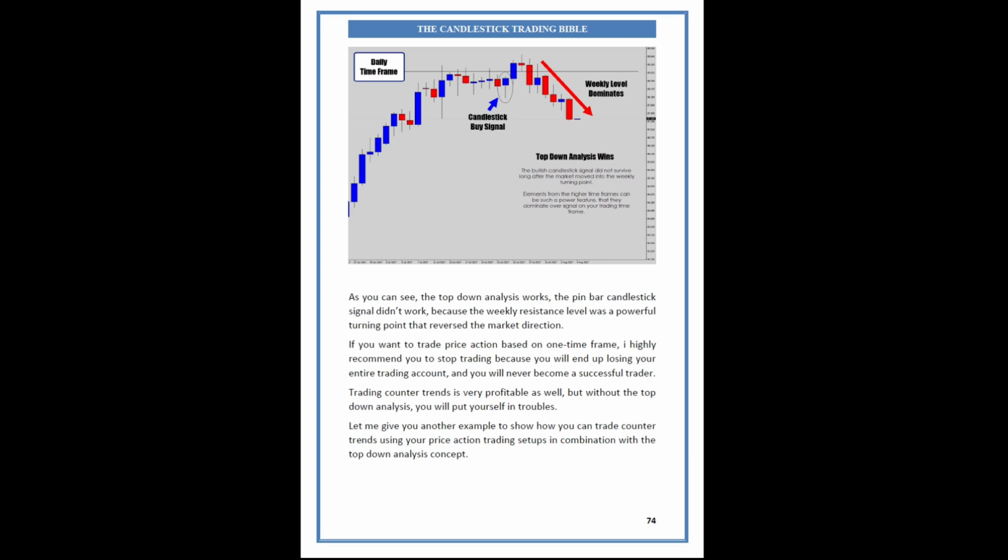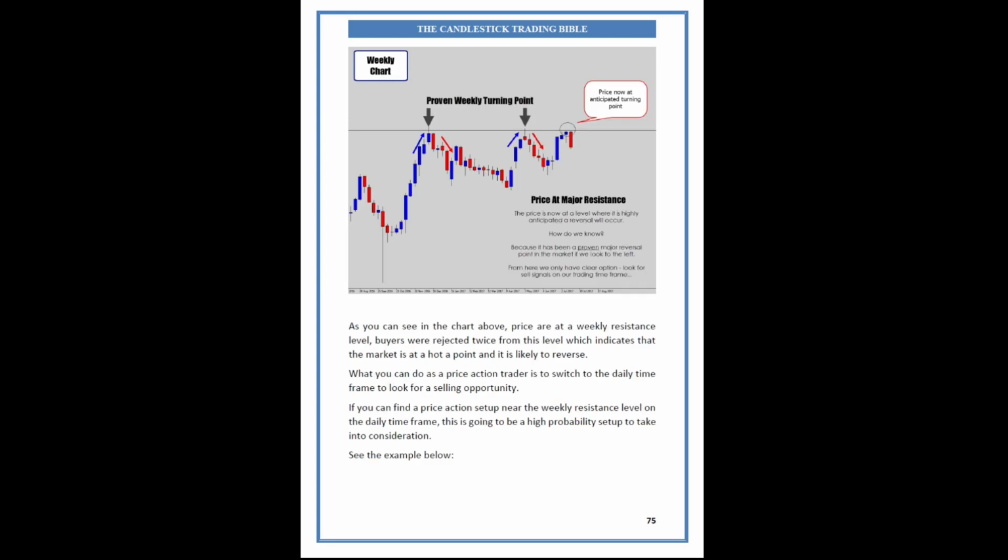So let me give you another example to show you how you can trade counter trends using your price action trading setups in combination with the top-down analysis concept. As you can see in the chart above, price is at a weekly resistance level. Buyers were rejected twice from this level, which indicates that it's a hard point and it's likely to reverse. What you can do as a price action trader is to switch to the daily time frame to look for a selling opportunity. If you can find a price action setup near the weekly resistance level on the daily time frame, this is going to be a high probability setup to take into consideration.